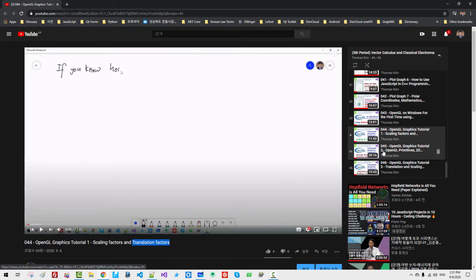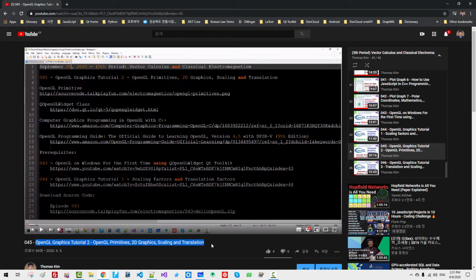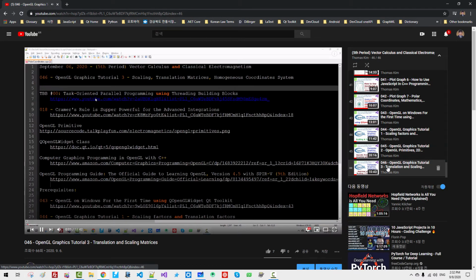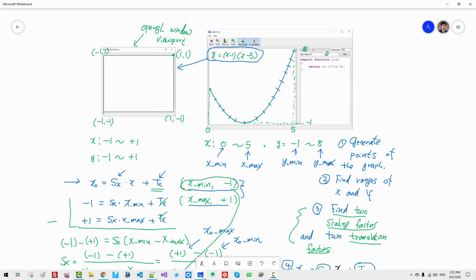Then, in episode 45, we learned OpenGL primitives and we applied scaling and translation factors to draw a two-dimensional graph. And in episode 46, we learned how to use translation and scaling matrices. If you haven't watched my previous episodes, episode 43 through episode 46, you probably cannot understand my current session. Now, we go back to our previous episode.